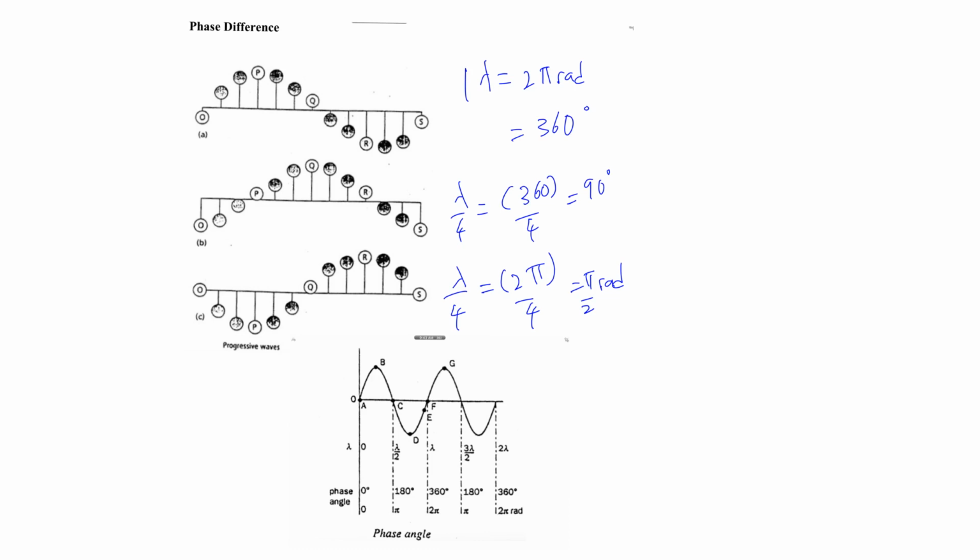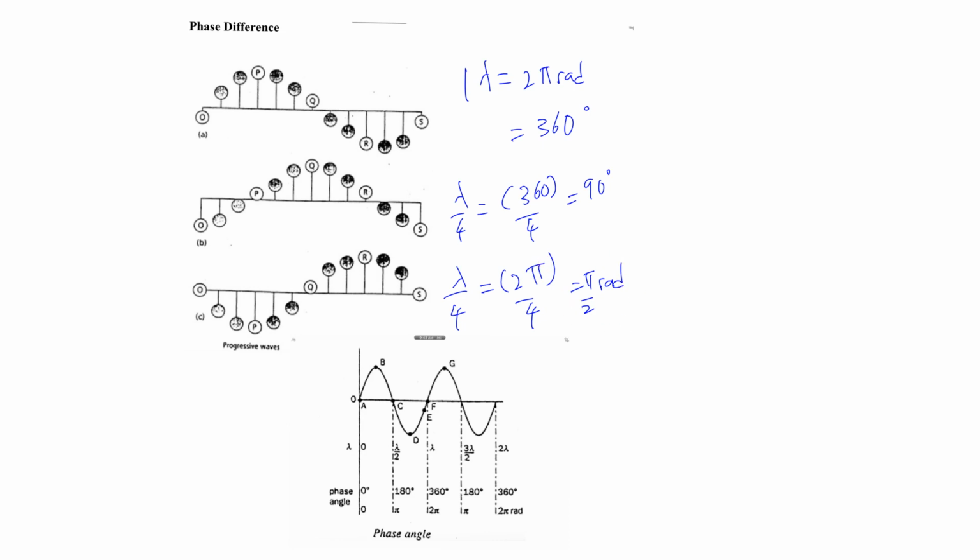So that means if you want to convert to phase difference, remember our first step: find out how far apart they are in terms of wavelength. So this is 1/4 of a wavelength. Since one wavelength is 360 degrees, you get 90 degrees. Or if one wavelength is 2 pi radians, then it's pi over 2 radians.